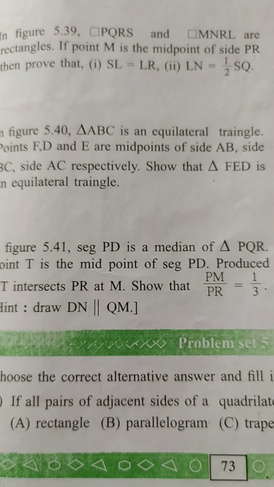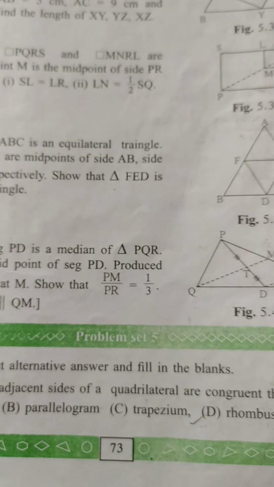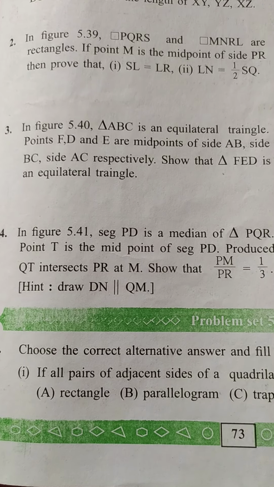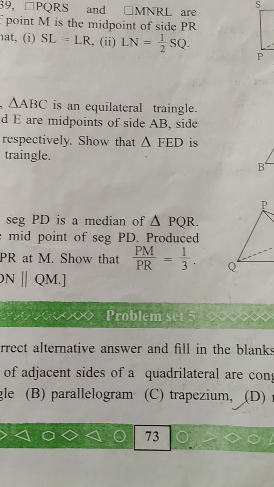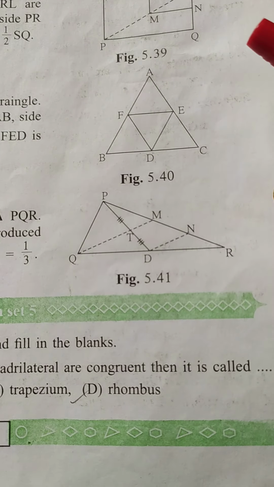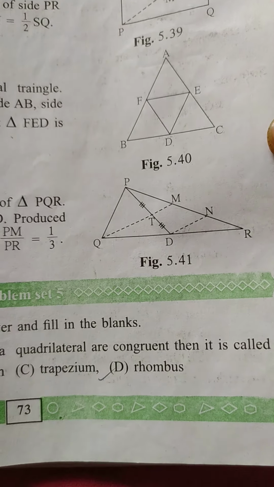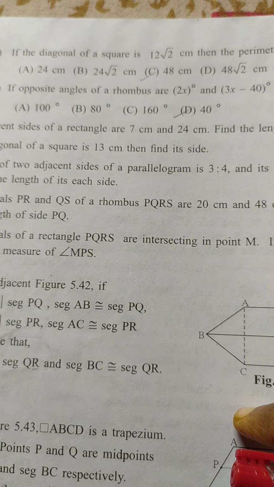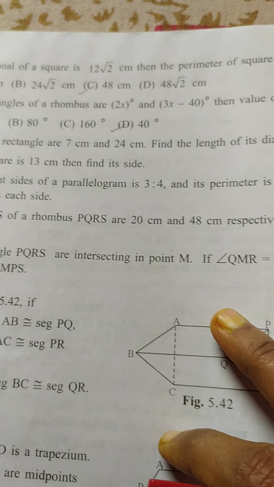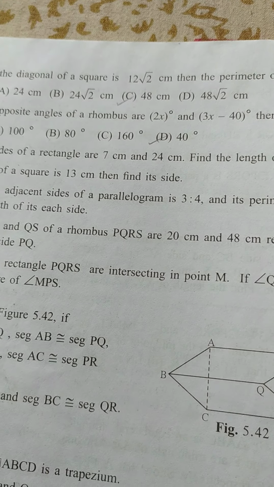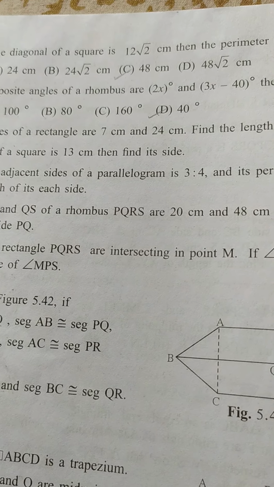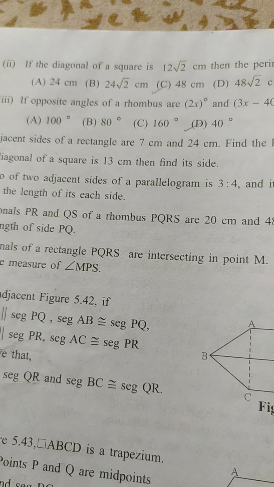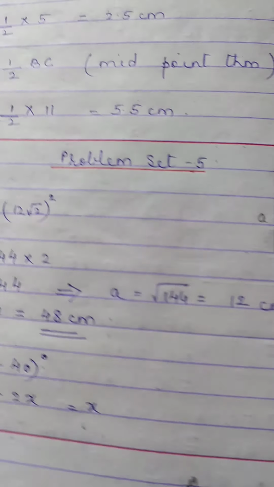Question number 1. Choose the correct alternative answer and fill in the blanks. First one. If all pairs of adjacent sides of a quadrilateral are congruent, it's called a rhombus. That's option D. Second, if the diagonal of a square is 12 root 2 centimeter, then the perimeter of the square is.